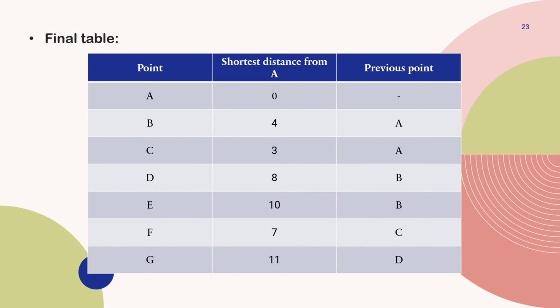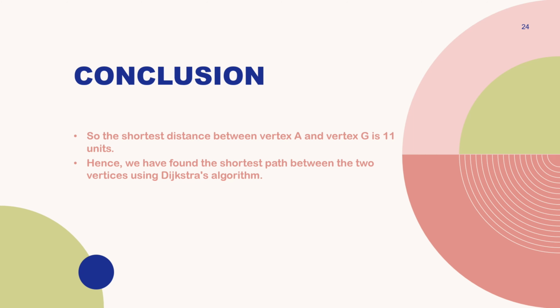So the shortest distance between vertex A and vertex G is 11 units. Hence, we have found the shortest path between the two vertices using Dijkstra's algorithm.